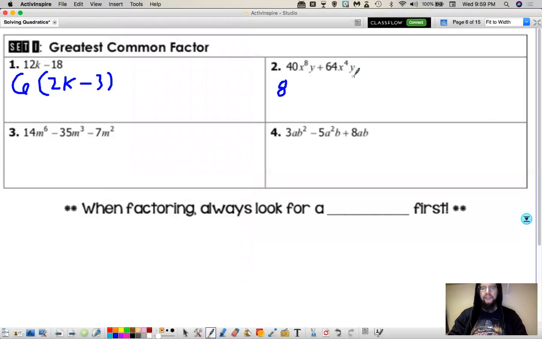Then they both have X's and they both have Y's, so I'm going to have some sort of X's and some sort of Y's. I'm still factoring out the GCF here. I'm still figuring out what it is. What do they all have? This guy's got 8 X's, that guy's got 4 of them, so they both have 4 of them. This guy's got 1 Y, that guy's got 1 Y, so they both got 1 Y.